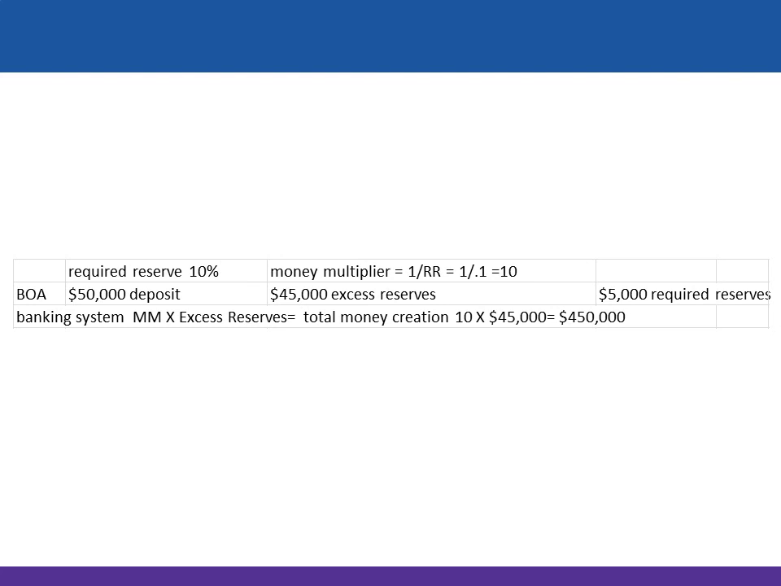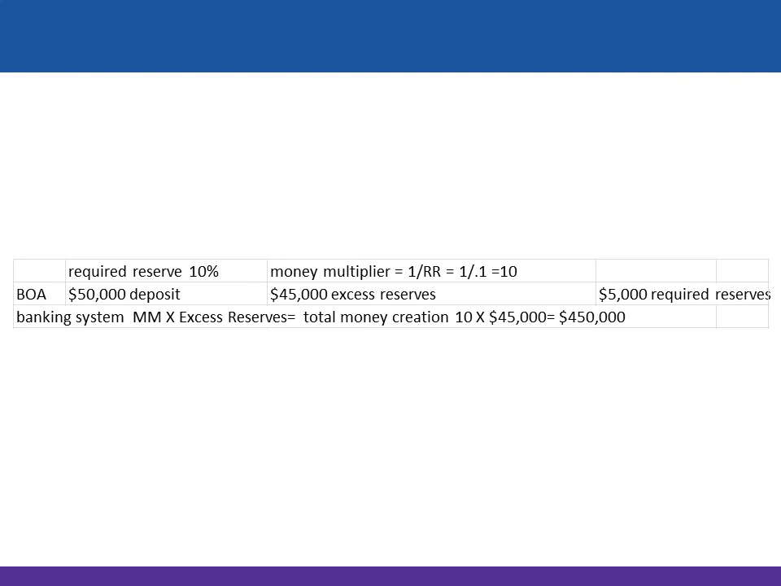So if the required reserve ratio is 10%, what's the size of the money multiplier? Well, the money multiplier can be calculated by 1 over the required reserve, so 1 divided by 0.1. So in our economy today, we have a money multiplier of 10. That's the actual money multiplier operating in today's economy because of the required reserve set by the Federal Reserve. So if there is a $50,000 deposit made in Bank of America, what are the excess reserves and what are the required reserves?